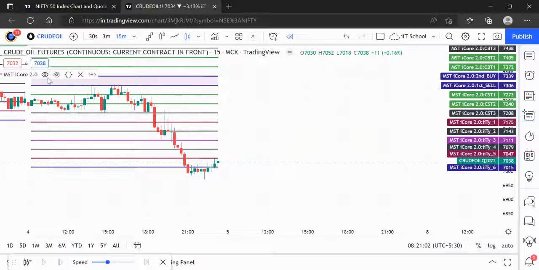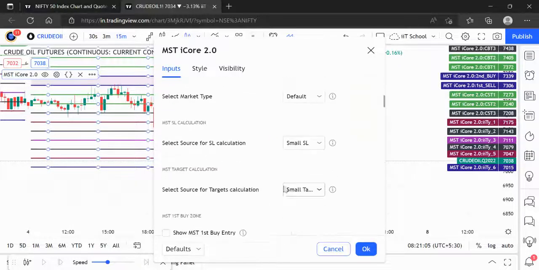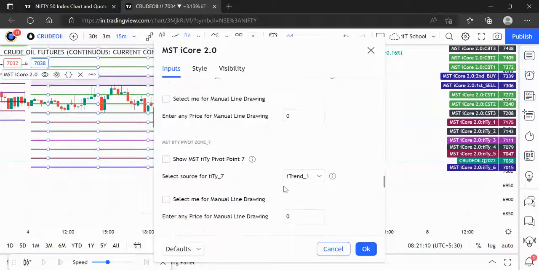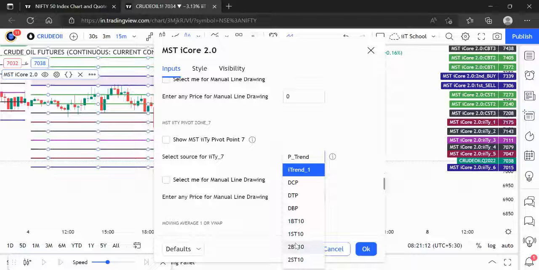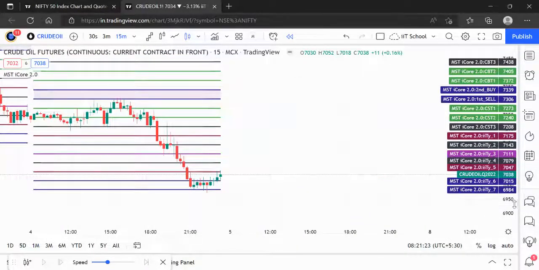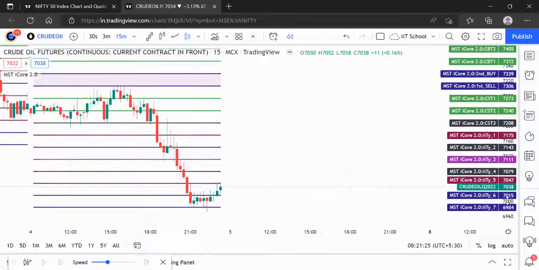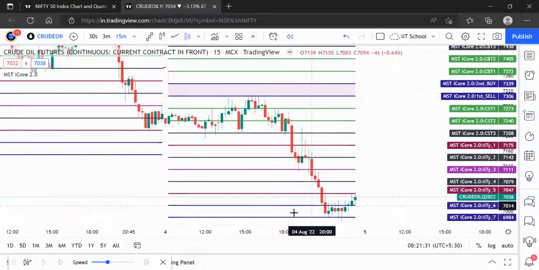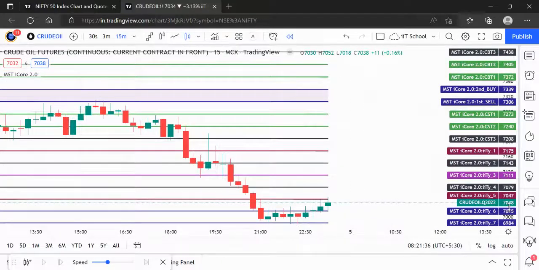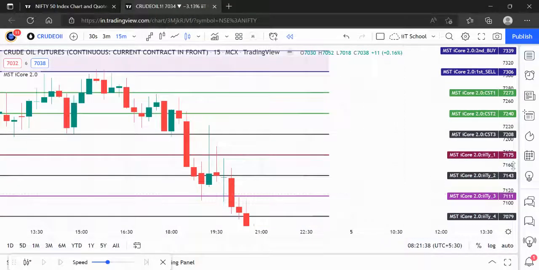So this is also done. I will go with one more, that is IIT 7 for target 10. So we have given 10 targets on both sides. See the perfection from 7306 to 6984. So all the targets have been achieved perfectly. We got a perfect entry and a perfect close also. From top to bottom, we got the profit.